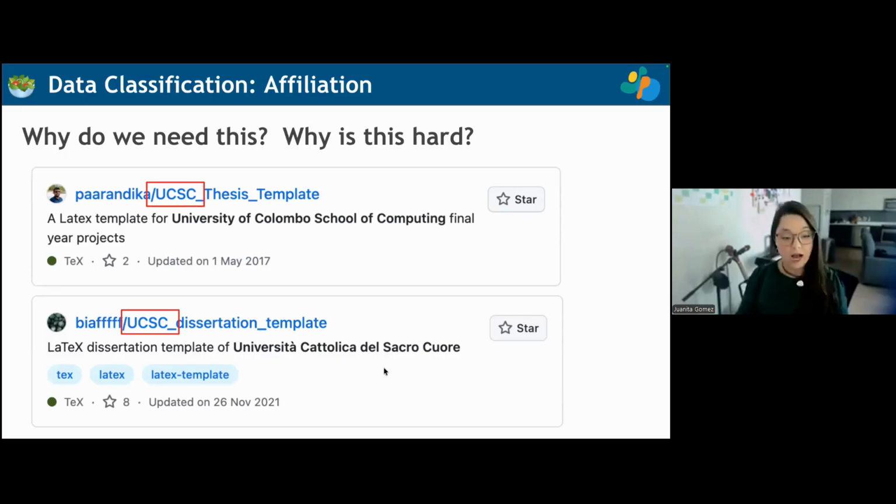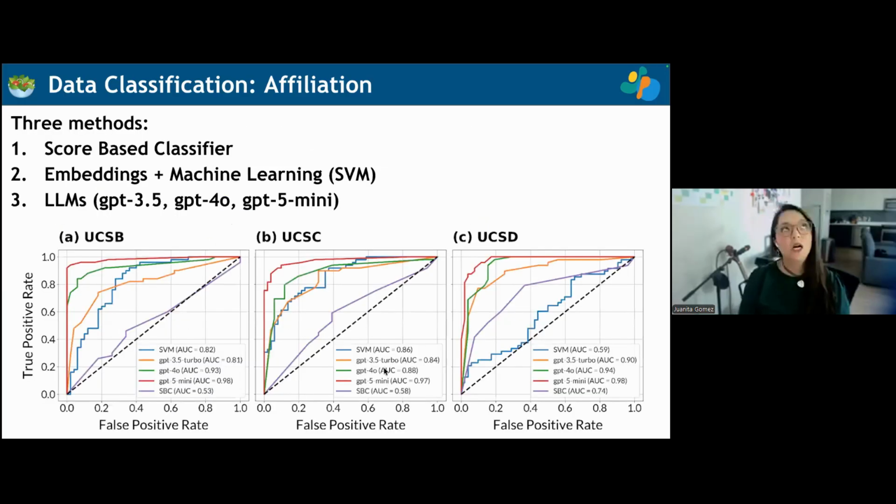These are universities that have the same acronyms but are not really the university that we're talking about. So that's why I had to start thinking about how to do a classification that will tell me whether these projects are affiliated with the university or not. I used three methods, but I'm actually going to talk about only one of them. I just want to convince you that I did not just say, let's do LLMs because that's what everyone's doing. I actually tried different things.